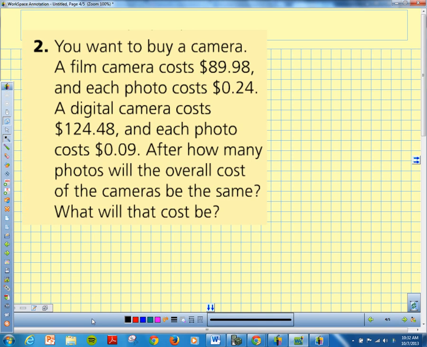I would not write this whole thing down because it's kind of a waste of time. I'd write camera 1, $89.98, 24 cents a pick. Camera 2, $124.98, 9 cents a pick. And then I would write something abbreviated about this question. We want to figure out when is the cost going to be the same. After how many pictures do I have to take? Is the cost the same? And then they also want to know what that cost is. So I'll give you a chance to write some of that stuff down.